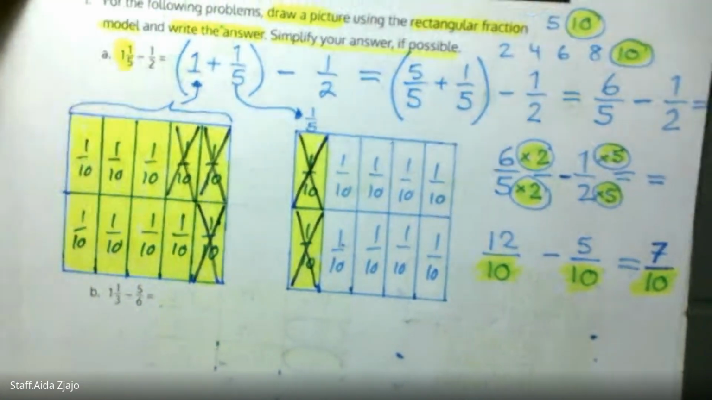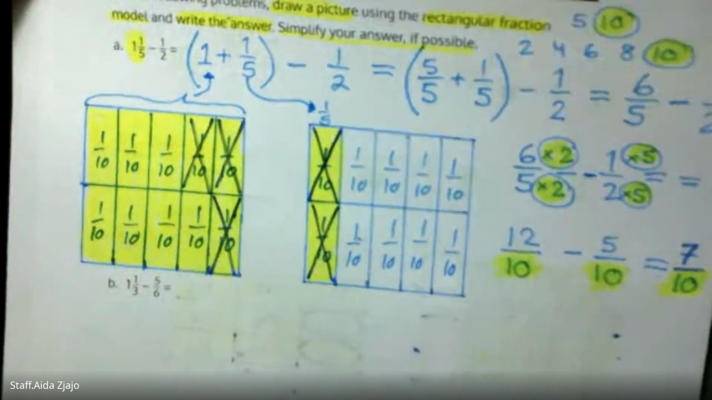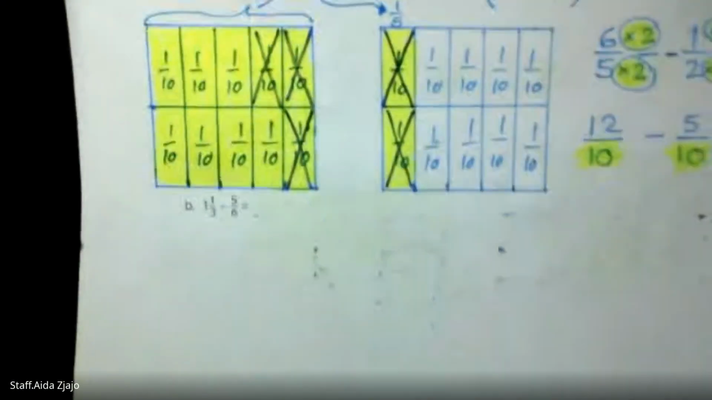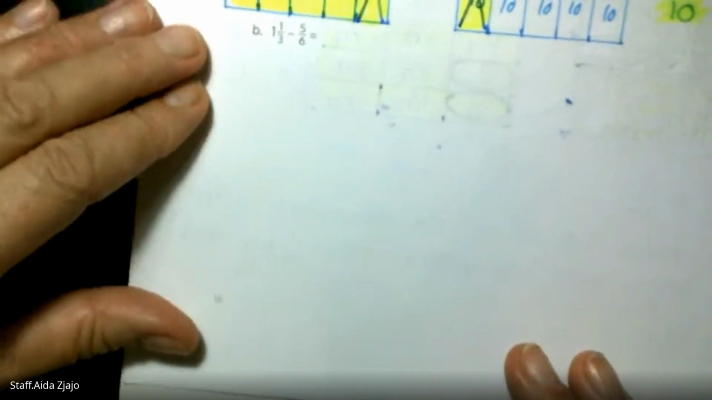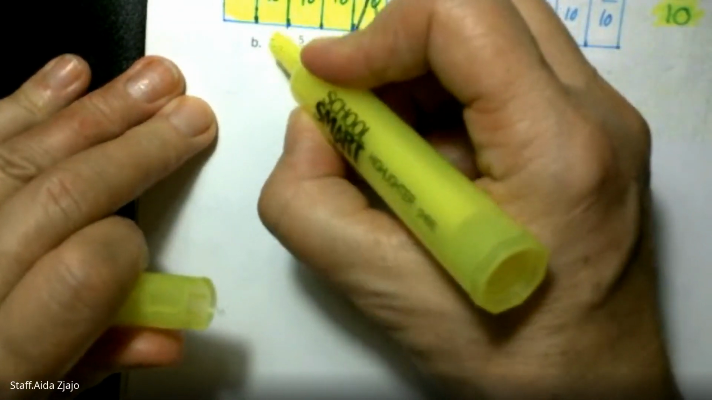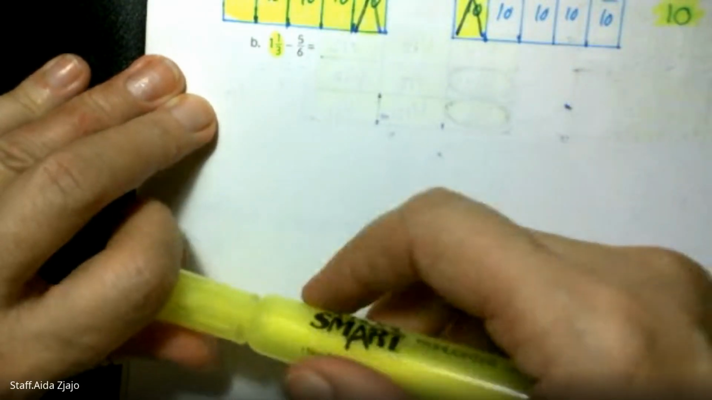Okay, that was A. B says that we have 1 whole and 1/3, and we're going to give somebody 5/6.